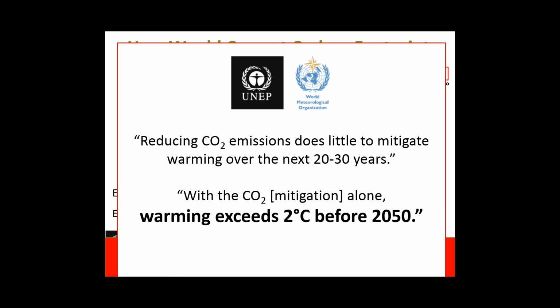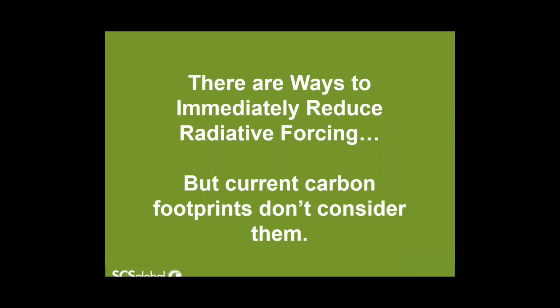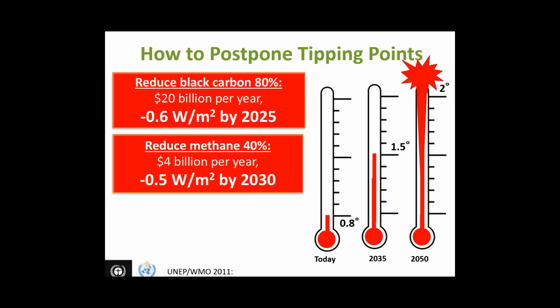And I want to show you that the science is not just pessimistic. This has been pretty pessimistic, but if you look at what's been published, there are in fact plenty of ways to immediately reduce radiative forcing. The problem is that carbon footprints just don't consider them. These can postpone these climate tipping points. And in fact, this same report from the United Nations in 2011 identified some specific issues that can do this.